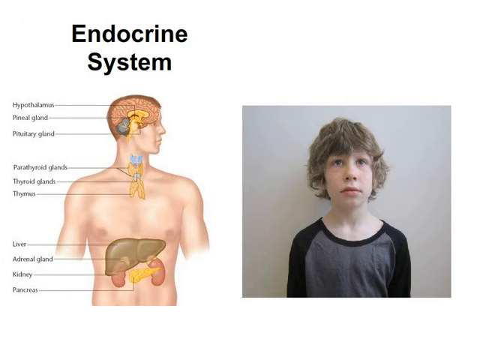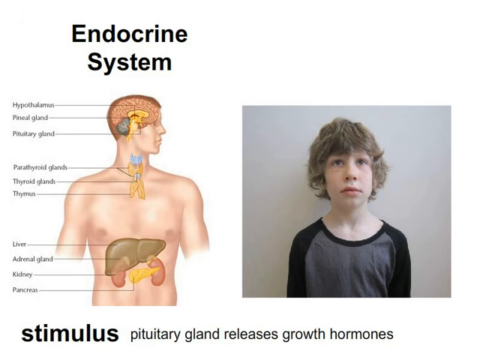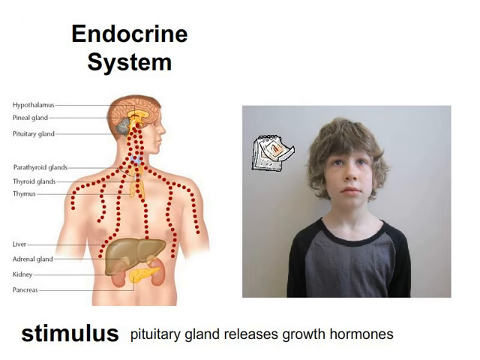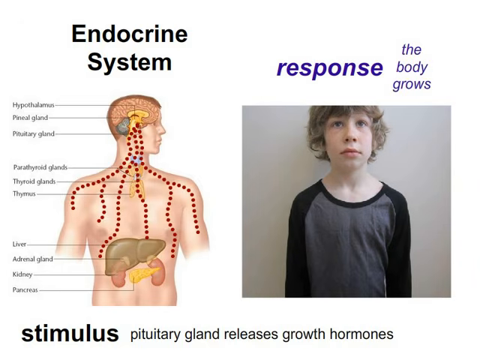Here's another example of a stimulus and a response in your endocrine system. At various times in his life, this boy's pituitary gland releases growth hormones into his bloodstream. These hormones travel all around his body, and gradually over time, his body responds by growing taller. Releasing growth hormones is the stimulus, and growing is the gradual response.